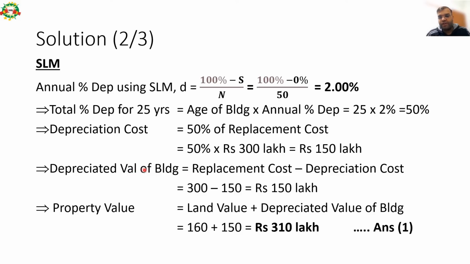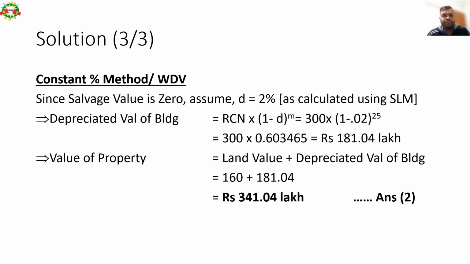The land value we have already calculated in the last slide, which is equal to 160 lakh rupees. So the total property value is equal to the land value plus the depreciated value of the building, which is 160 plus 150 lakh rupees. That means 310 lakh rupees is the total property value using the SLM method, the straight line method. The next method is the constant percentage method, or WDV method.